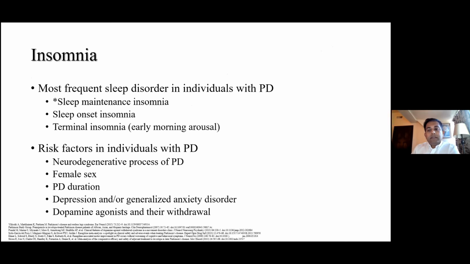So let's discuss more detail about insomnia. Insomnia is the most frequent sleep disorder in individuals with Parkinson's. The most frequent complaint usually is sleep maintenance insomnia, with difficulty staying asleep, frequent nighttime awakenings and sleep fragmentation. But then also you can have onset insomnia, which is difficulty falling asleep, or terminal insomnia, or early morning arousal.